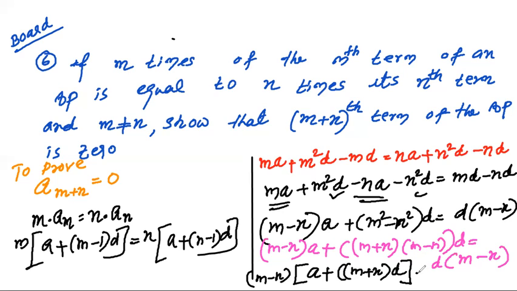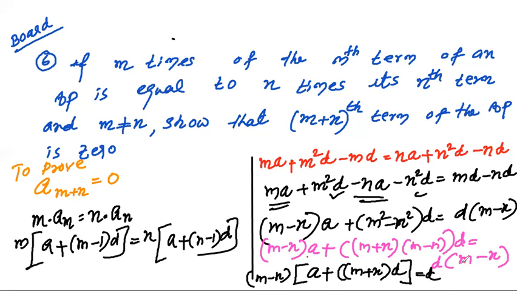That is equal to D. How? Because M minus N is cancelled from all terms. We are taking that one from all terms. So this (M minus N) into A will become A, and (M plus N) into (M minus N) into D will become (M plus N) into D.